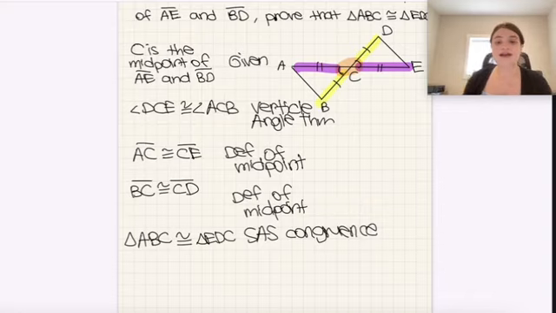All right, well, that's it for SAS congruence theorem. There are other congruence theorems like SSS, AAS, ASA, and also for right triangles, HL for hypotenuse leg. So there are other ways to prove something's congruent that we'll go over in the future.